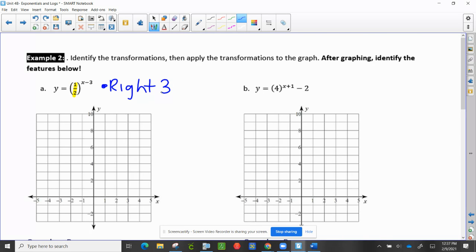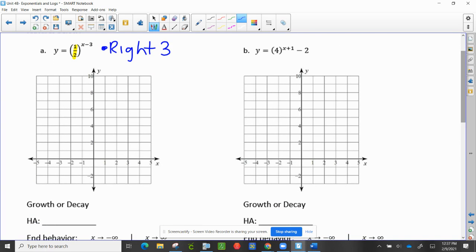Now normally the parent function starts at 0, 1, and the asymptote would be on your x-axis, like that. So if we shift our graph right 3, 1, 2, 3, my new point is here. Again, the asymptote didn't change locations because if we just move it left or right, it's still going to be at 0. So now we just have to put in our curve.